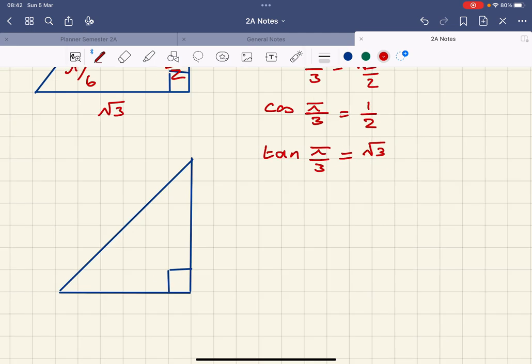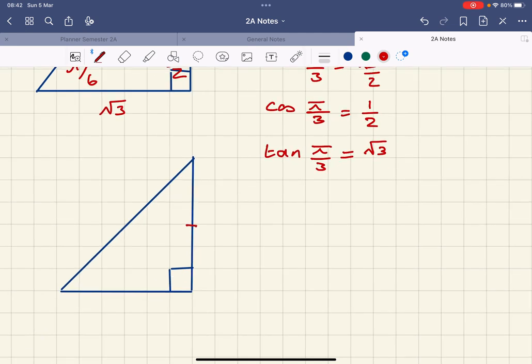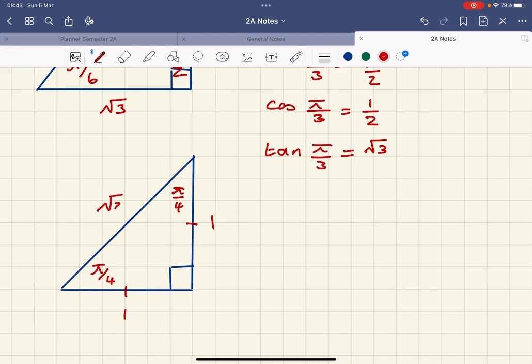So I've got a second triangle here. And this triangle is isosceles. So if it's isosceles, each of these angles is pi over 4. 45, 45. 1 and 1. You could list anything you like, but 1 and 1 is the easiest thing. 1 squared plus 1 squared gives me 2, so the third side is root 2.